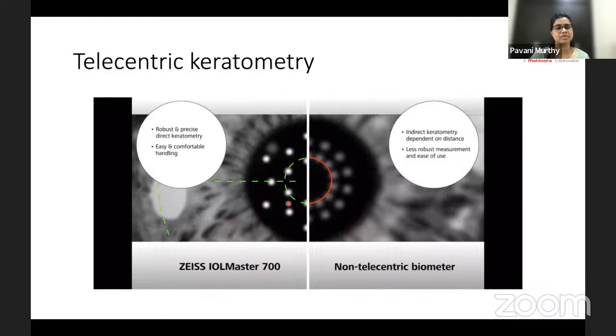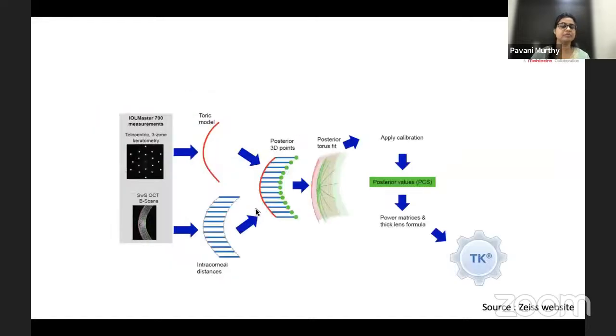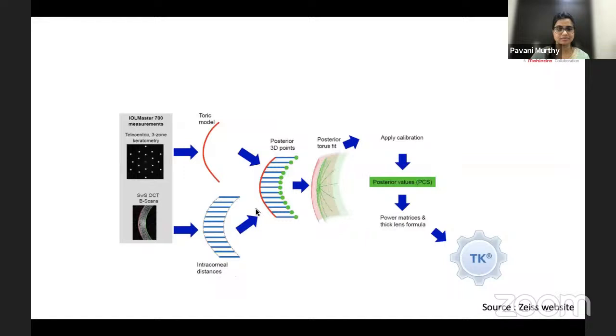So whatever measurements, even if taken out of focus, are reliable enough, in contrast to non-telecentric biometers, where you have to focus correctly to take measurements. The anterior corneal axis can be considerably different to the posterior corneal axis, resulting in different corneal astigmatism, resulting in different total corneal astigmatism.